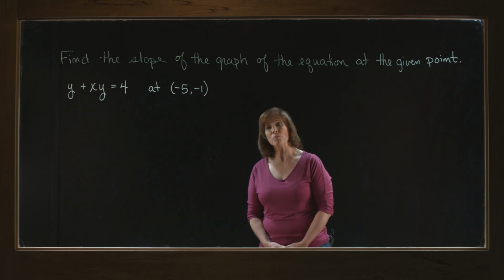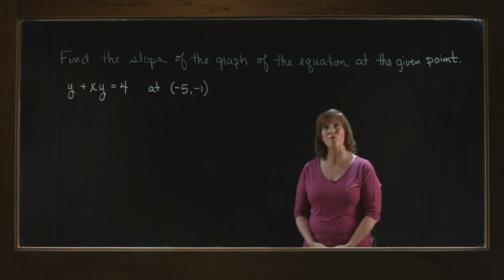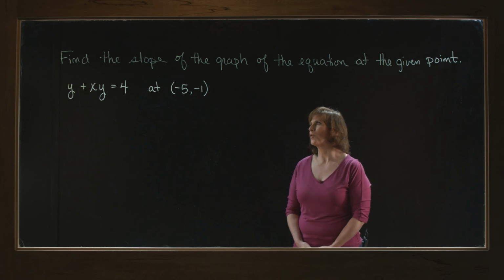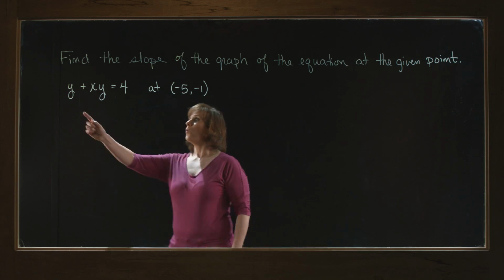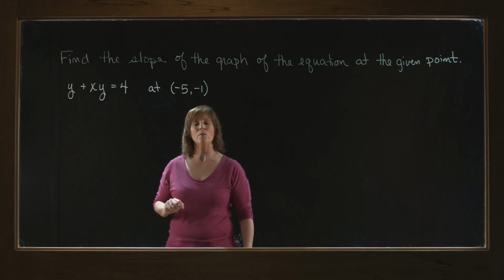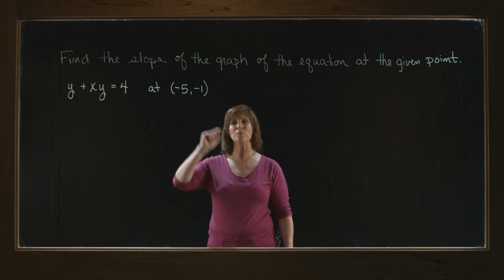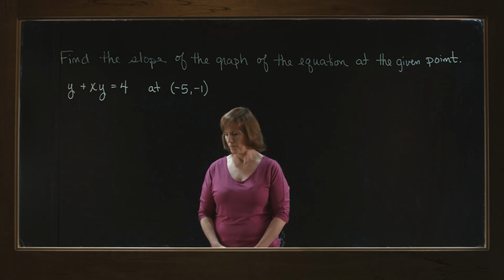Hi, I'm Cheryl Leach. In this problem, we're going to be finding the slope of the graph of an equation at a given point. The particular equation we're going to be looking at is y plus xy equals 4, and we'll be trying to find that slope at the point (-5, -1).